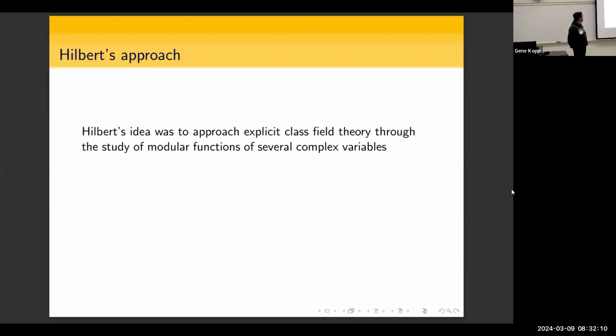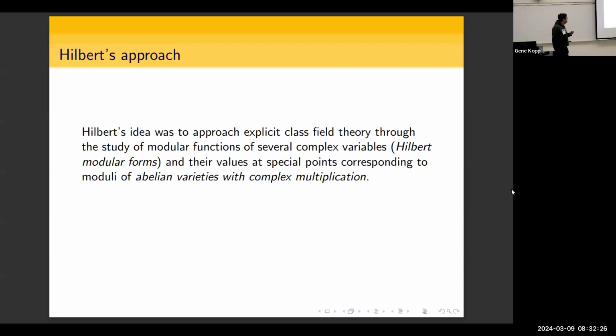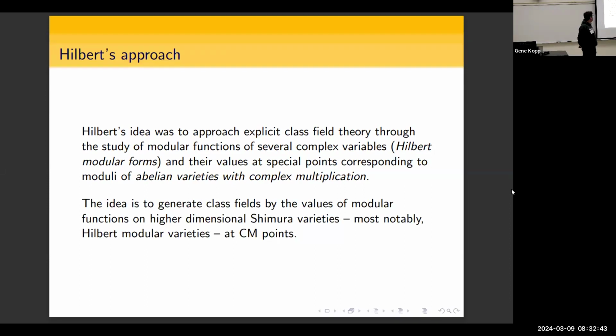I think Hilbert's idea when he formulated the question was to approach the problem through the study of the modular functions of several complex variables, most notably the Hilbert modular forms, which are named after him, and study in particular their values at certain special points corresponding to moduli of abelian varieties of complex multiplication, which generalize the elliptic curves with complex multiplication, which play a key role in the classical theory. More generally, you might want to try to generate class fields of number fields from the values of modular functions on the higher dimensional Shimura varieties, which could be Hilbert modular varieties. I think that was the setting that Hilbert had the most in mind at the time.